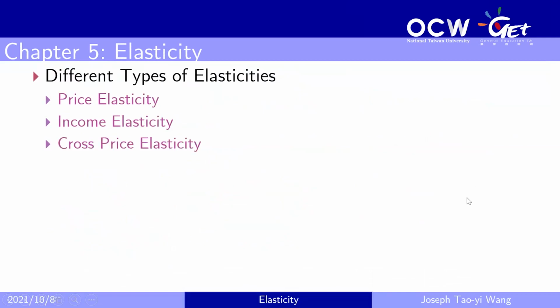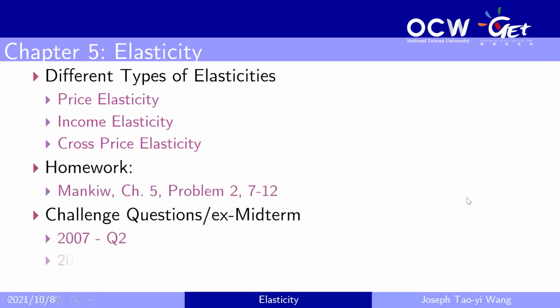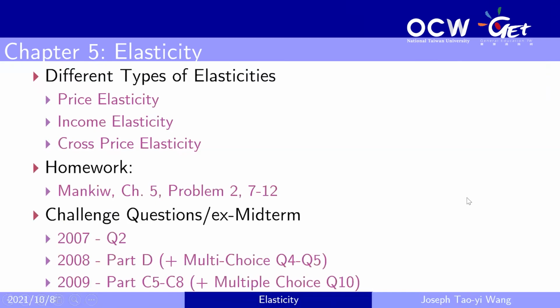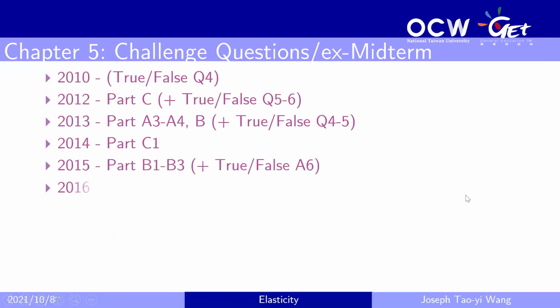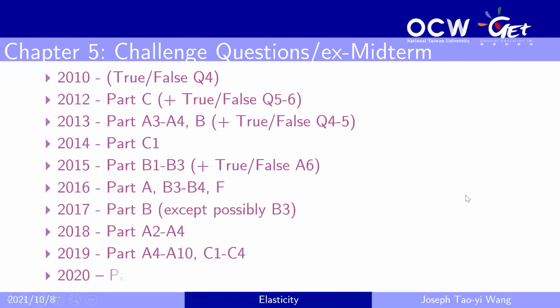We talked about different types of elasticity: price elasticity, income elasticity, and cross-price elasticity. So there are some homeworks from Mankiw's textbook, but also we have a whole bunch of challenge questions. One thing I should note is that I've been teaching since 2007. I think I've asked a question each and every midterm. That's how much I love this chapter. So that's the main challenge.